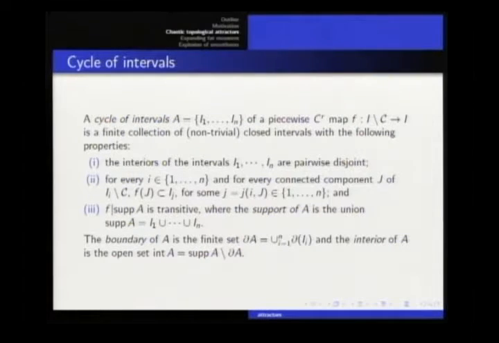So the difference between the usual definition and ours is that here I say the interiors of the intervals are pairwise disjoint. Usually we don't put the word interiors in this definition. When I do that, as I explained, I will get rid of a finite set of points. That's the only difference. By cycle of intervals, we mean as usual that we have a finite set of intervals and the map permutes this set of intervals.